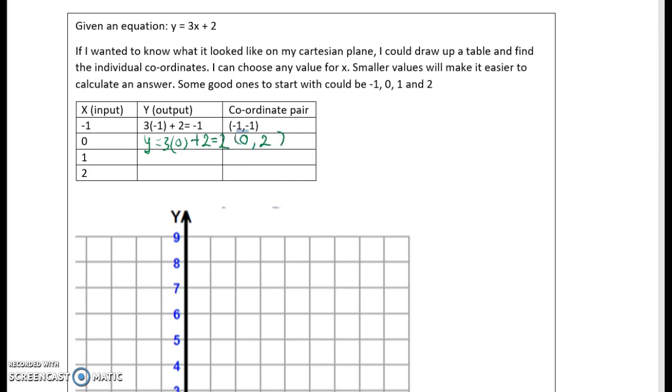I'm going to do the next one. If I'm putting 1 in, it'll be 3 times 1 plus 2, and that's going to give me 3 plus 2 is 5. So I have the coordinate pair where x is 1, my output or my y value is going to be 5. I'll give you a little minute to think about the next one. What are you going to do? Good. We're going to say 3 times 2 plus 2, and 3 times 2 is 6 plus 2 is 8. So it'll be the point 2, 8.